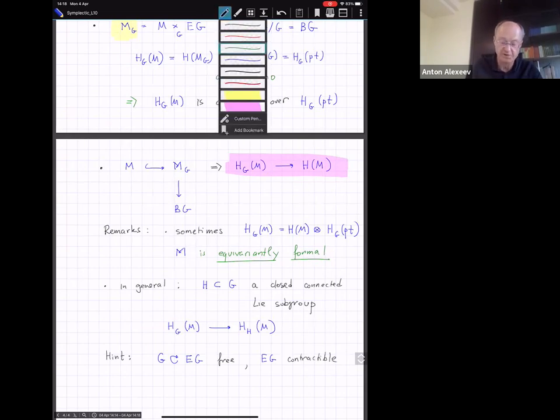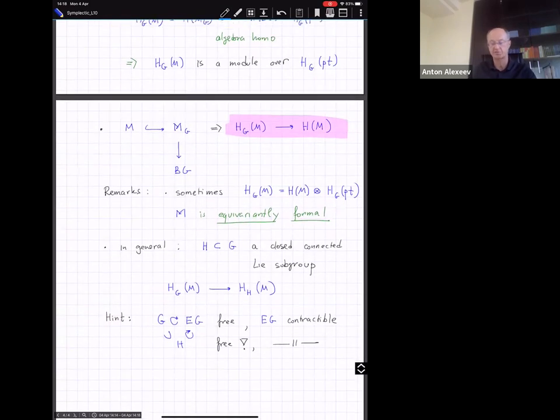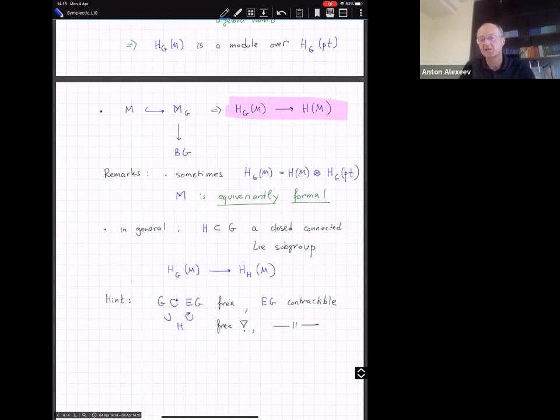But then, of course, H, which is sitting inside G, also acts. If the action of G was free, the action of H is also free, right? And EG was contractible, well, it remains contractible. So you see, that's the story about uniqueness. So EG is actually also an EH, right?